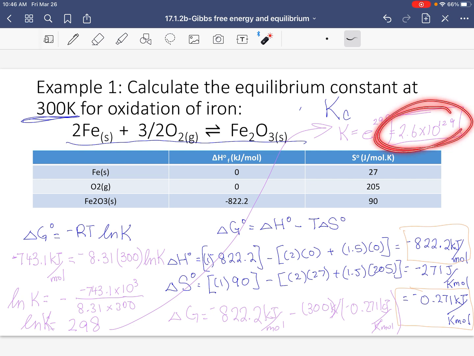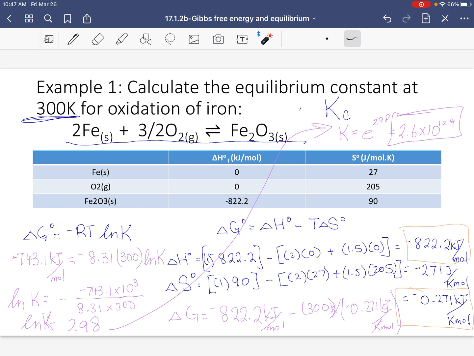Because K, look how big this is. This is huge. That means there's probably almost zero reactants. You're going to have lots of these. So when this reaction occurs at 300 K, not only do we know that this is spontaneous, but we also know that you're going to get a lot of product. The product is going to be favored. Of course, this is a reaction that can go backwards. It's just not in this situation.